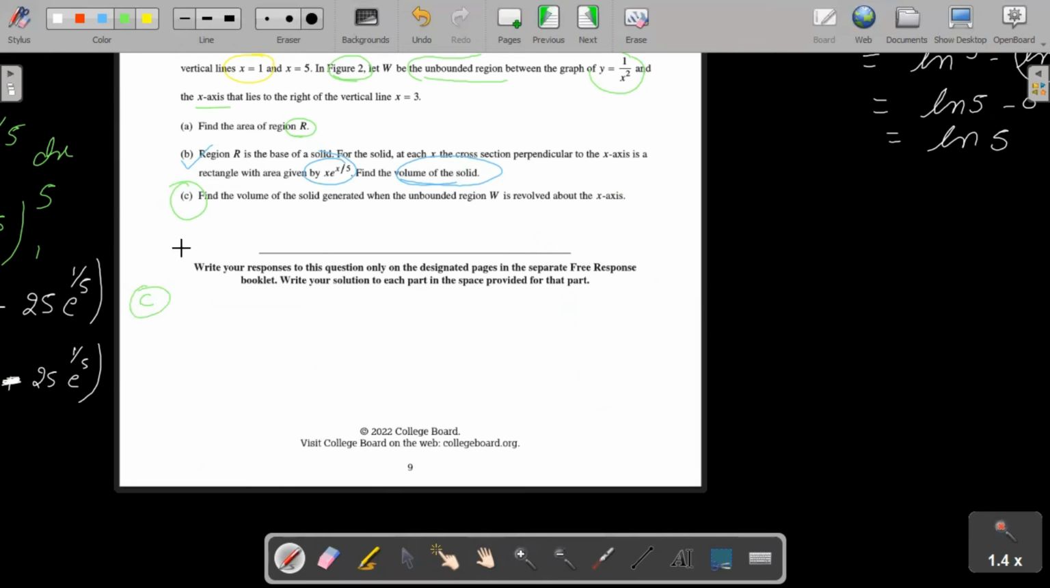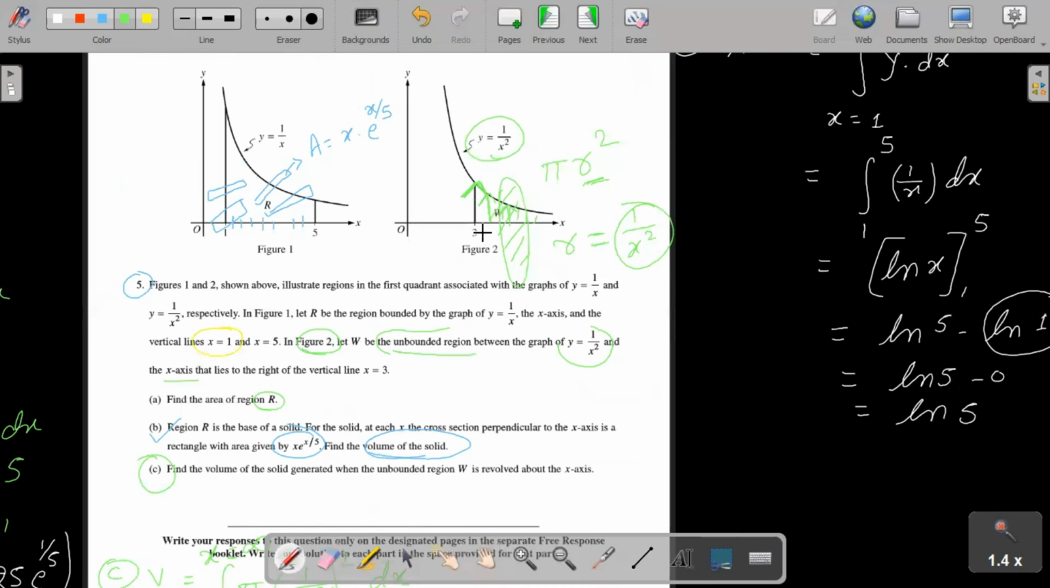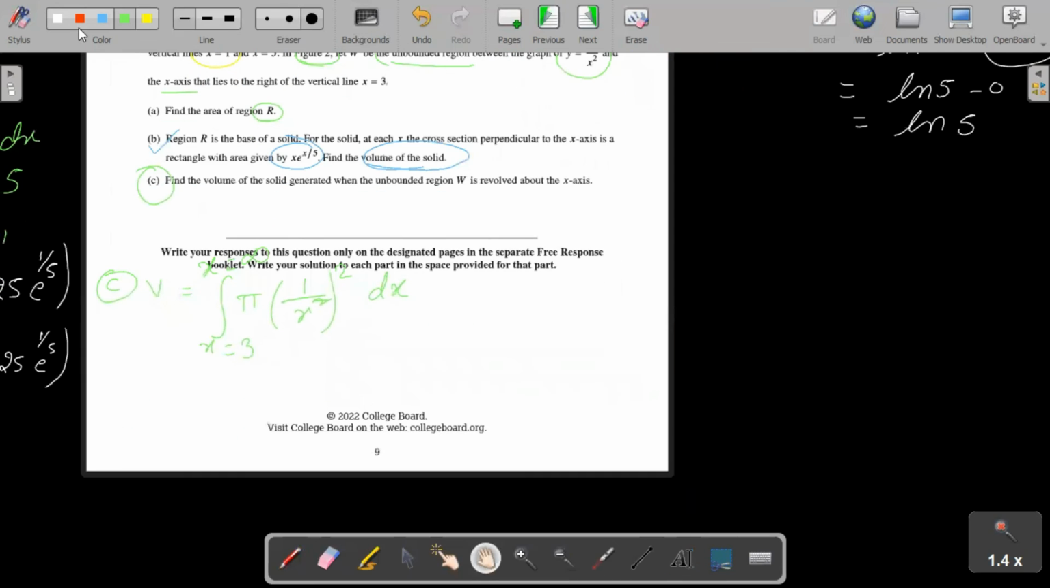So we can find its volume, part C. Its volume will be equal to the integration of pi r square. We can take the value of r as 1 upon x square, whole square, and the thickness is dx. From where to where do we have to integrate? x is equal to 3 to x is equal to infinity. As you can see in the diagram, we have to integrate from 3 to infinity because this is an unbounded region. So we have to evaluate this. V is equal to, again I'm writing, 3 to infinity pi into 1 upon x square whole square dx.